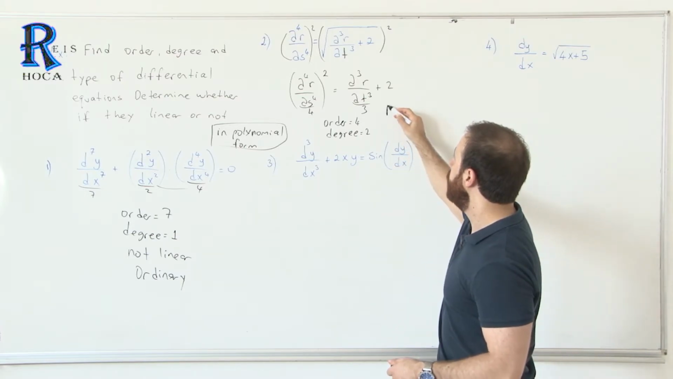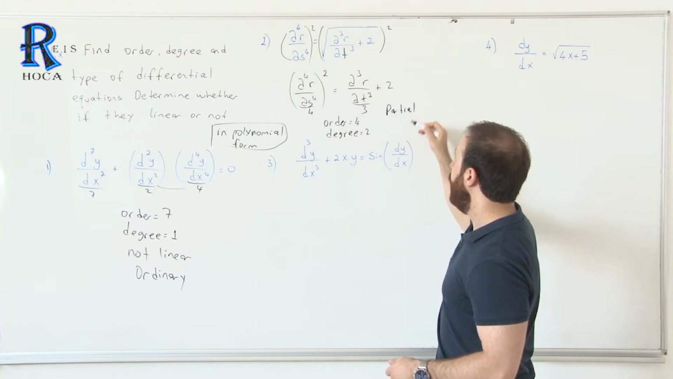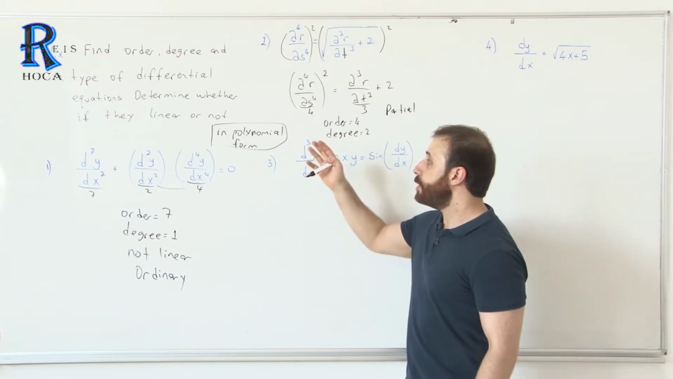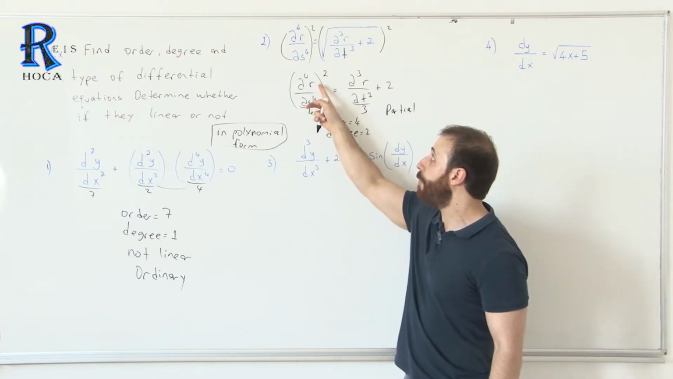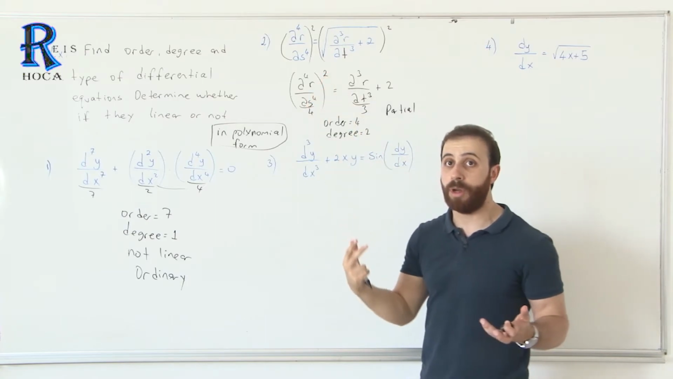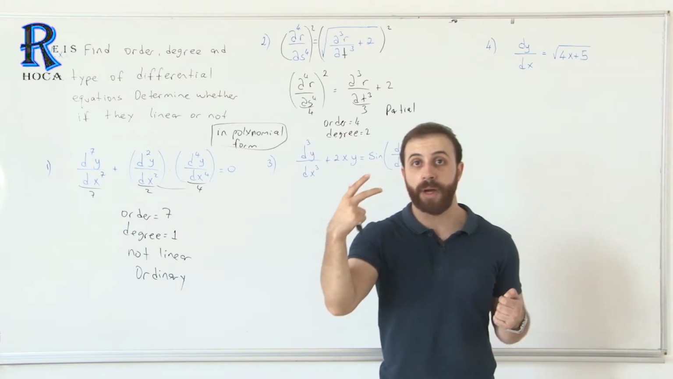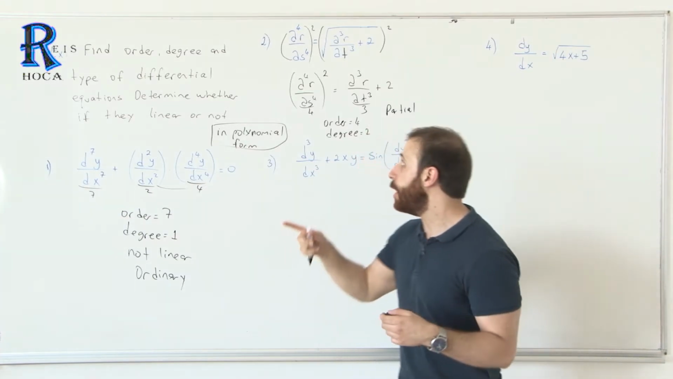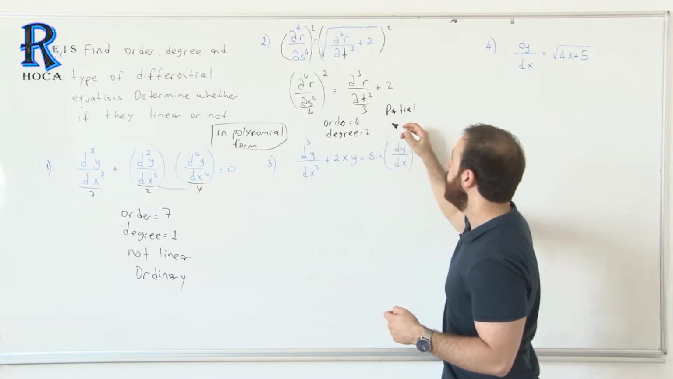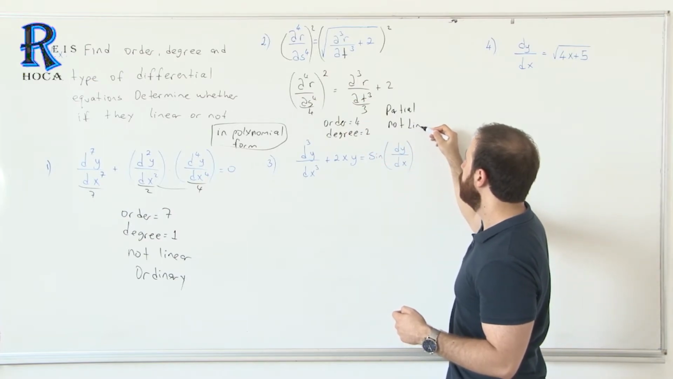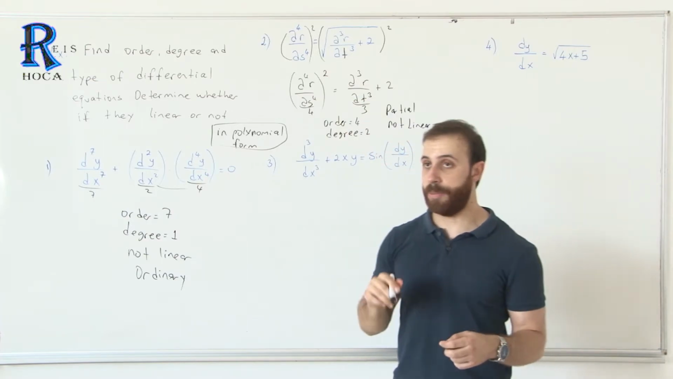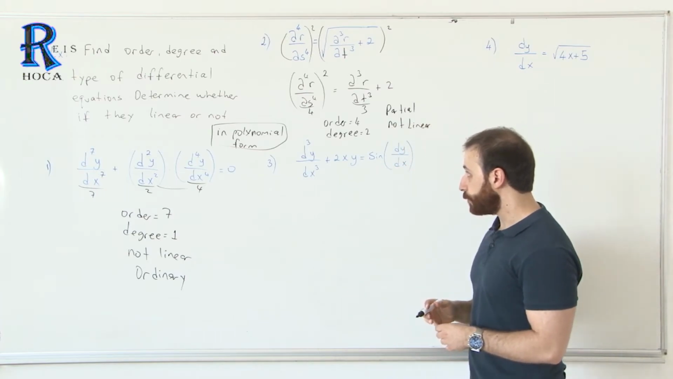That's why this is partial. And this is linear or not? No, this is not linear. Why? Because the power of derivative is not 1. What we know about linearity, all powers of derivatives must be 1. Here the power of derivative is 2. This is not linear. This is important.